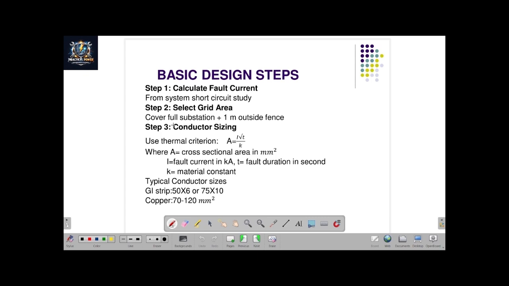Select grid area, copper pool substation, and 1 meter outside fence. Then conductor sizing. The thermal criterion is A equals I into root T by K. I is the fault current in kiloampere, and A is the cross sectional area in mm square. K is the material constant. Typically, conductor sizes for GI are 50 into 6 or 75 into 10. Similarly, for copper, it is 70 to 120 mm square.